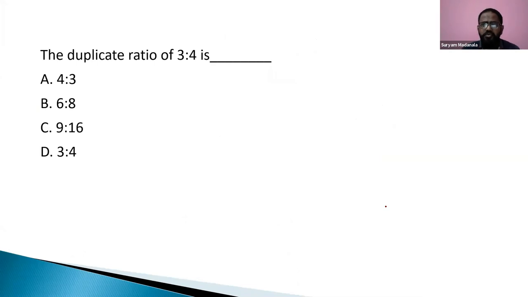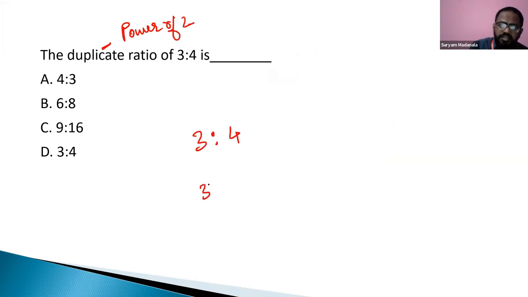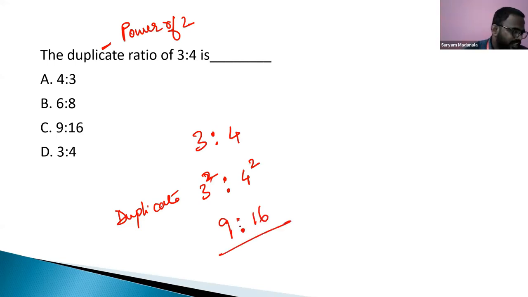Now, there are few who missed this question also. The duplicate ratio of 3:4, they're asking. When they talk about duplicate, they're talking about power of 2. Duplicate is nothing but 3² is to 4². That's it. Power of 2. 3² is to 4² becomes 9:16. Okay, everyone, clear? Duplicate means power of 2.